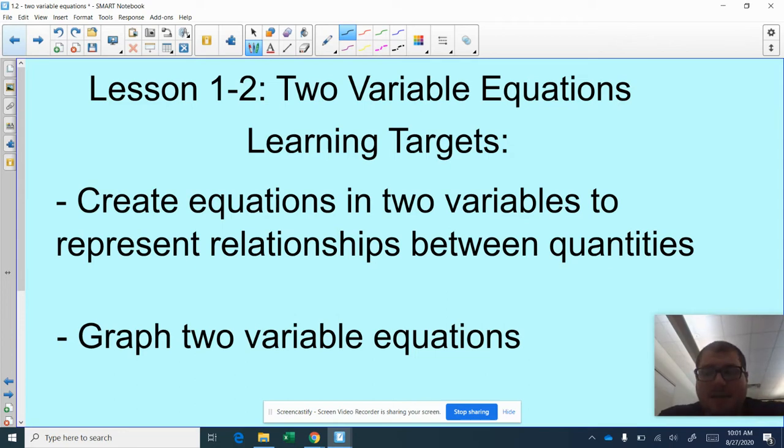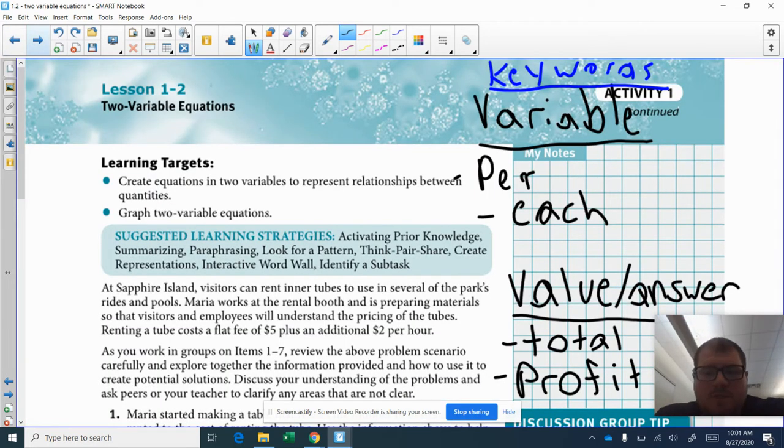To be honest with you, I almost feel this lesson is easier because I think it's things that you have seen before. An equation will pop up within this lesson that I'm almost certain you have seen. So let's go ahead and talk about it. First and foremost, let's talk about keywords. Just like yesterday, our variables, the unknown number within our problem, are going to be described with the words per and each, and our value or answer side of the equation is going to be described with total or profit.